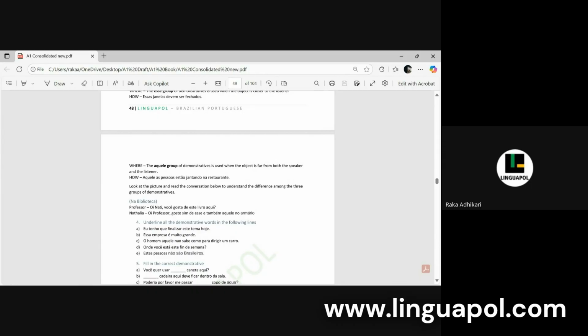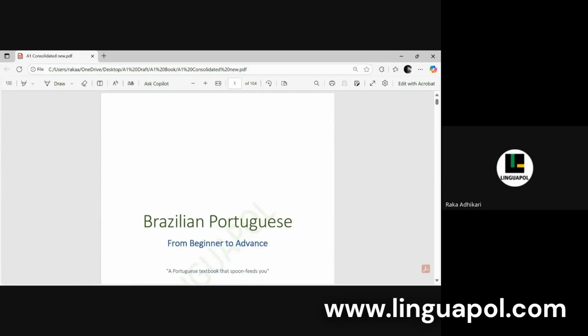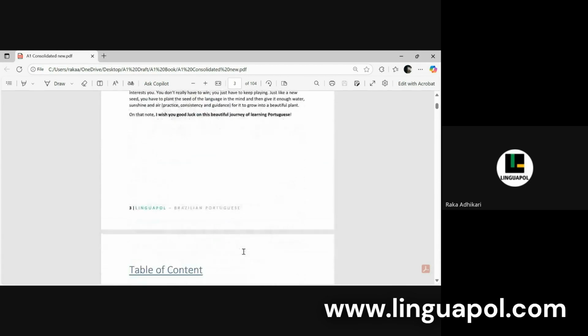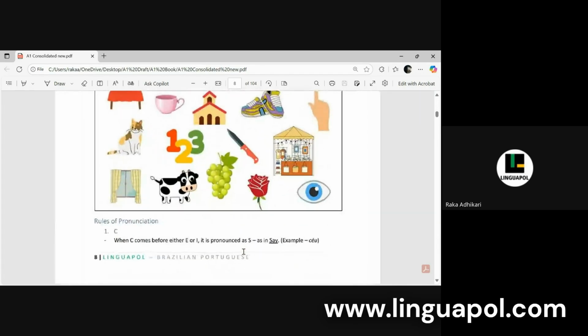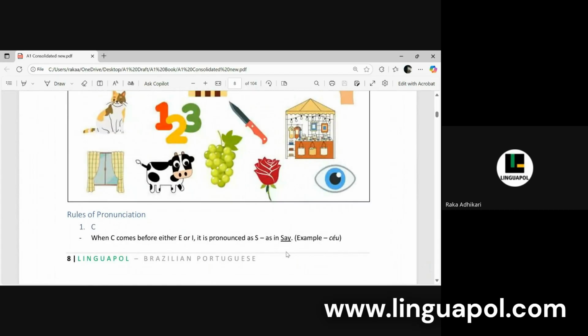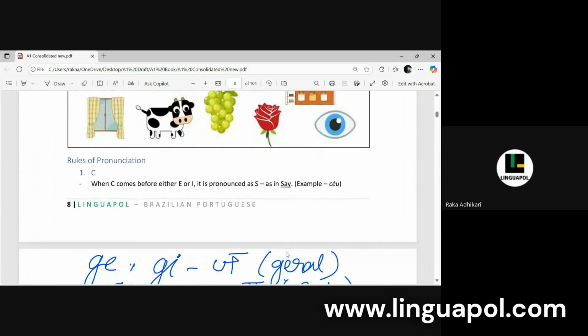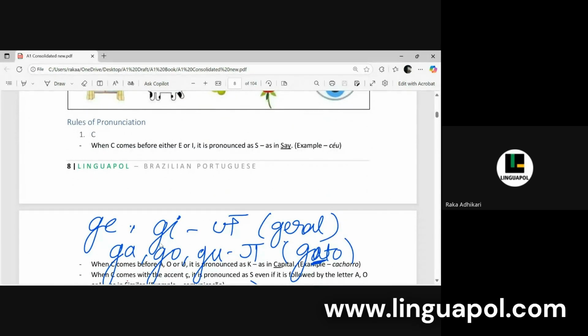Okay, so in the first chapter, as I told you, we don't only have the alphabet, but we also have the different sounds. This chapter completely shows us the basic sound of the Portuguese language. So today we will focus a little bit on the rules of pronunciation. Let us just understand the rules of pronunciation.